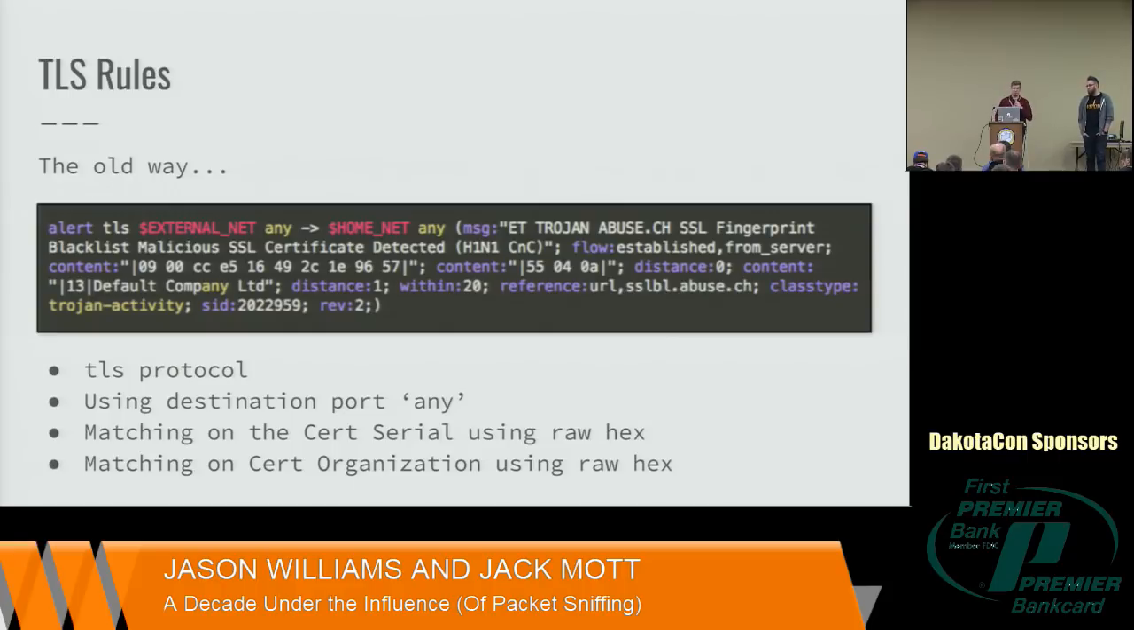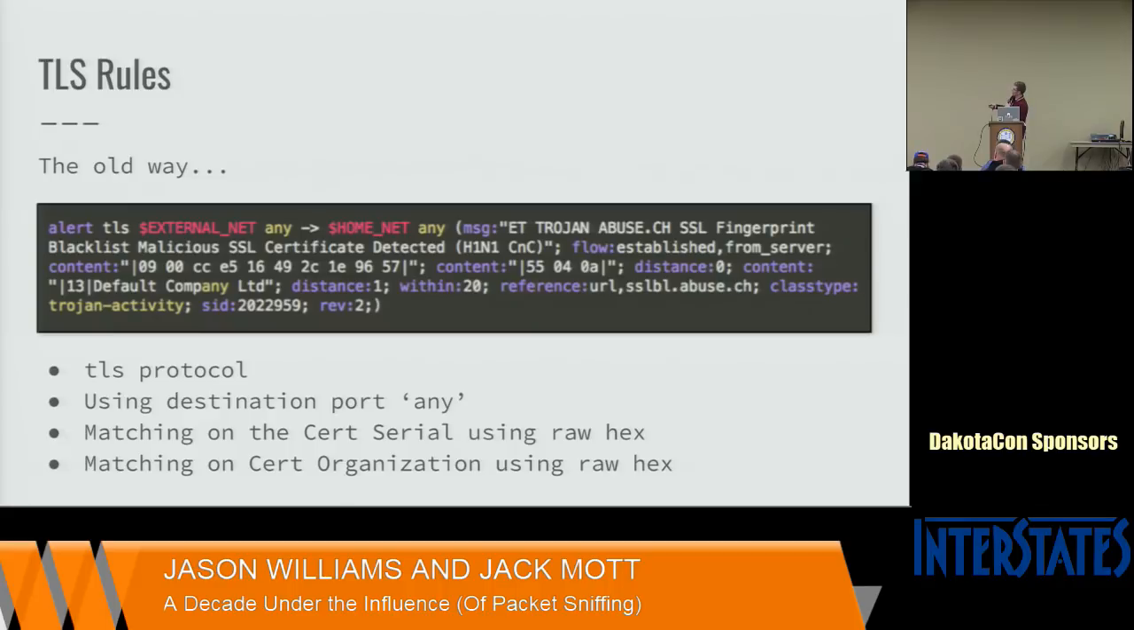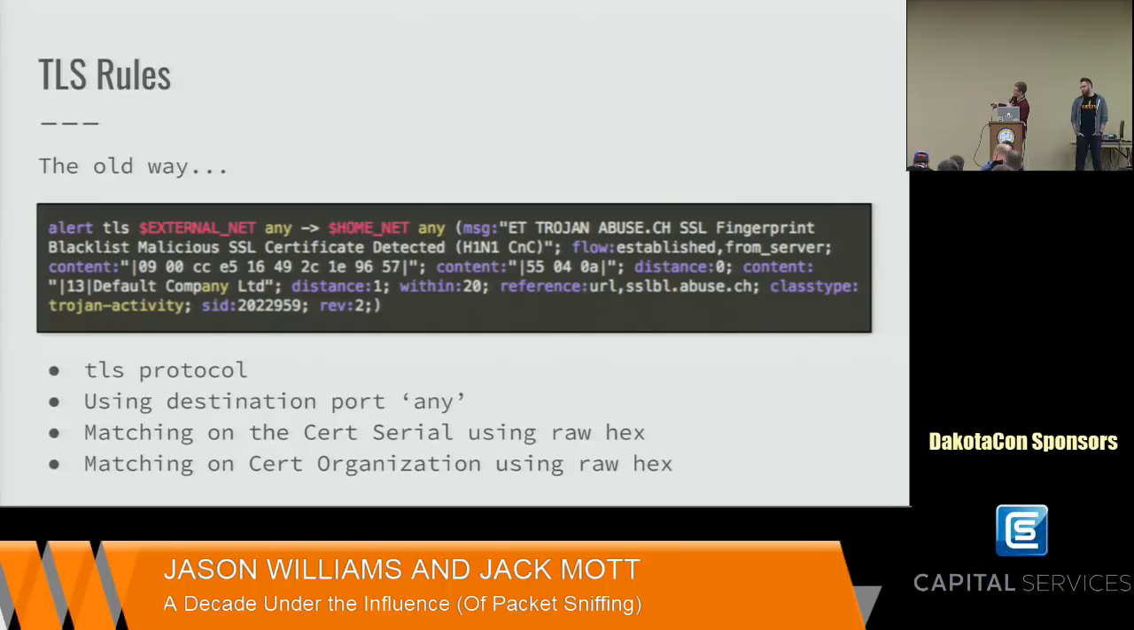So this is the old way. This is kind of how we had to write rules back in the day. We still had the TLS keyword, but we didn't have the buffers. So we were still able to parse out TLS on any port, but we had to use the raw hex bytes, reminiscent of what we were looking at on the DNS side. Here we have the certificate serial number, and then we have this 55 04 0A in hex. Essentially that is the OU, or the organization part of the certificate subject.